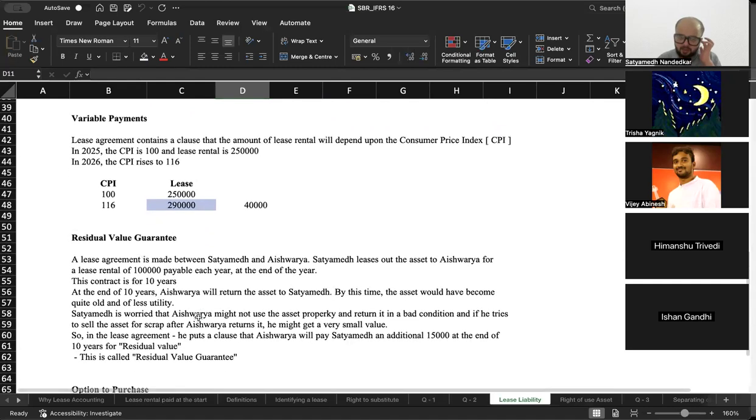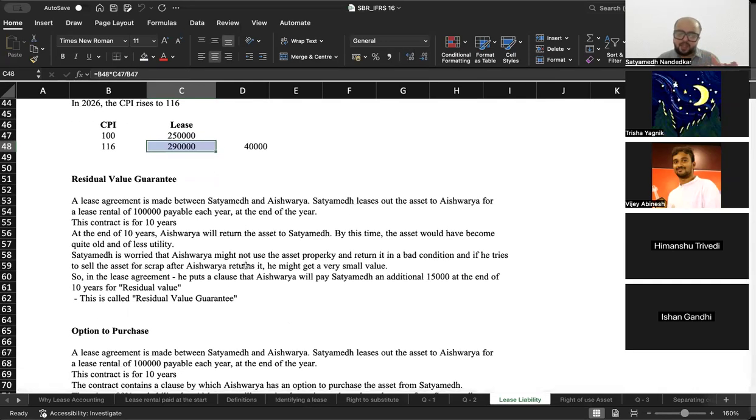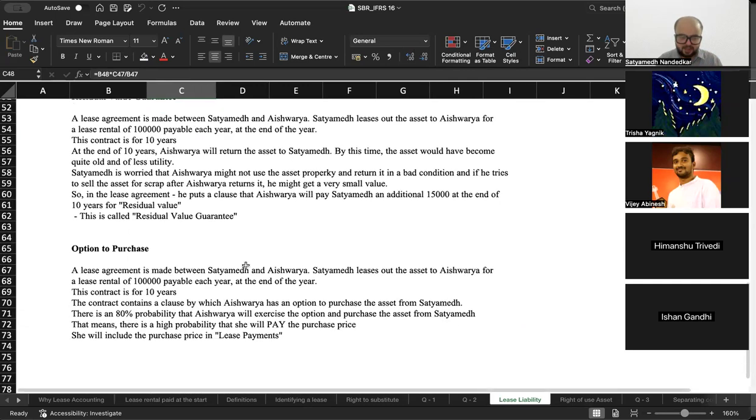Okay, now there is a question later on the variable payments also. But say, for example, at the start of the year, the consumer price index was 100 and the lease rental was fixed at 250. Next year, the consumer price index goes to 116, and the lease agreement contains a clause which says that if the consumer price index increases, then the lease rental also increases in proportion to that amount. So year 2's lease rental will not be 250, it will be 290,000, and the lease liability will keep on getting reassessed in that case.